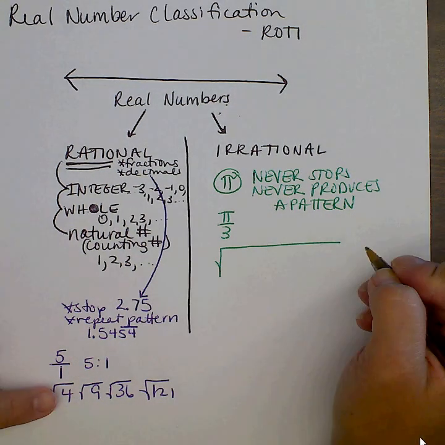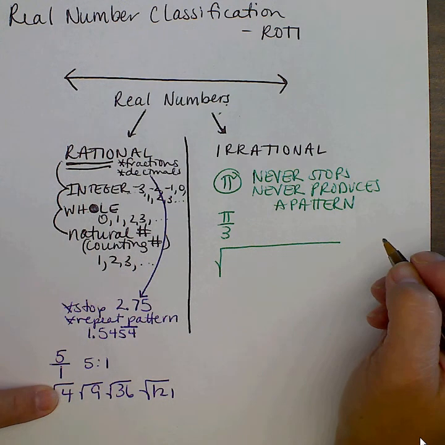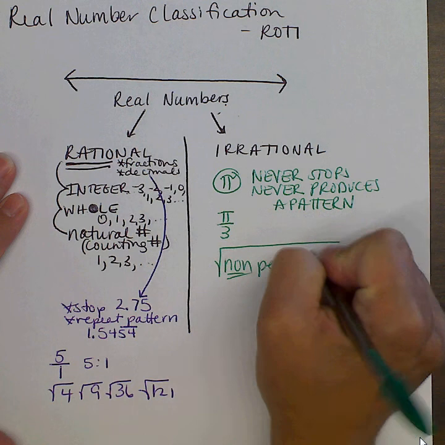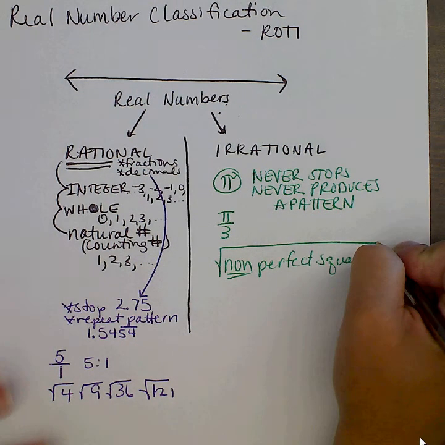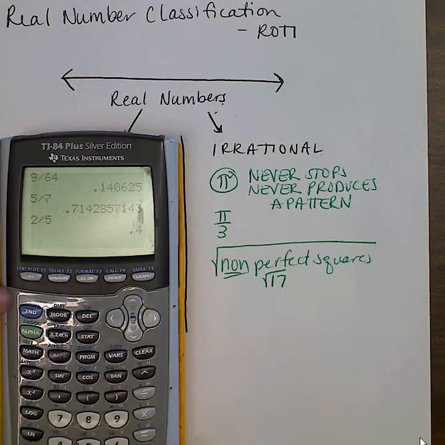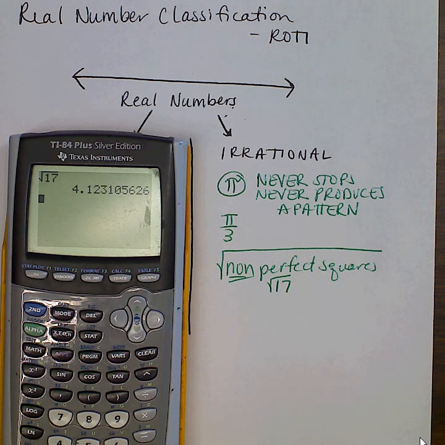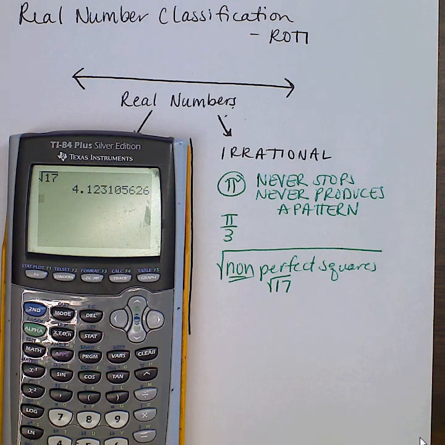Or remember we said that perfect squares in a square root are rational? Well, non-perfect squares would be irrational, like the square root of 17. Punch it up real fast and see what we got. Never stops. We're assuming some rounding at the end of our screen. Never produces a pattern. Non-perfect square.